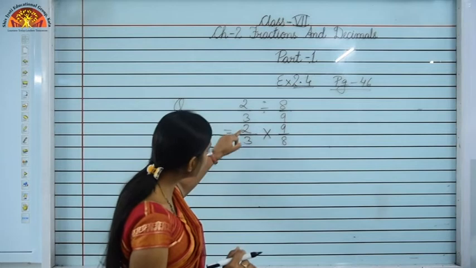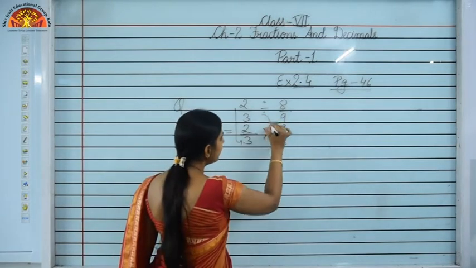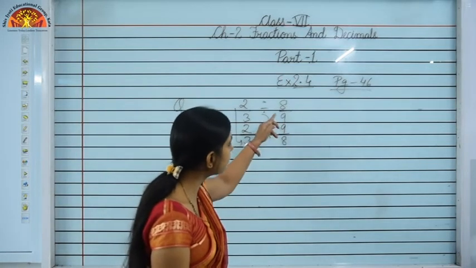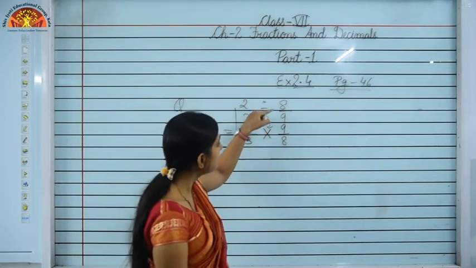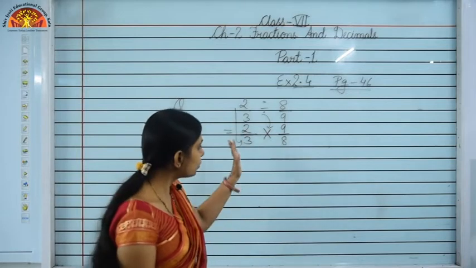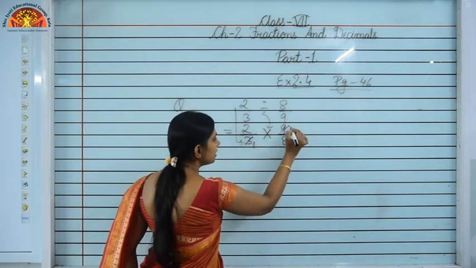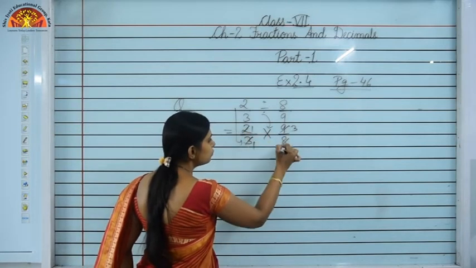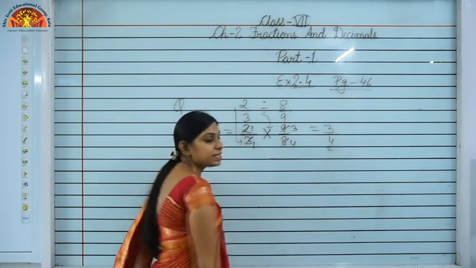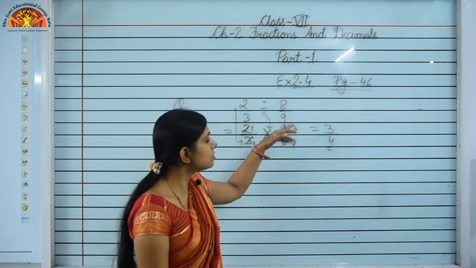So what is the basic concept of division of fractions? That is, the first fraction will remain as it is. Okay, this division sign will change into multiplication and you have to take the reciprocal of the second fraction, that is 8/9, which has been converted to 9/8. Now you can just solve it as you were solving in the case of multiplication. So 3 1s are 3, 3 3s are 9, 2 1s are 2, 2 4s are 8. So 1 into 3 is 3 and 1 into 4 is 4. Is it clear, students?